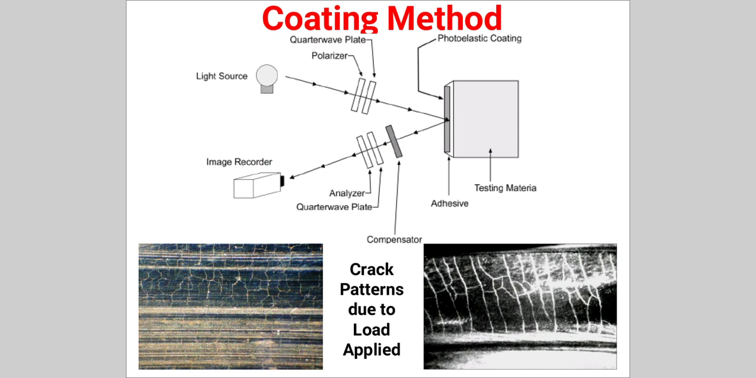So this method is not mostly used because it is not a sensitive method, but it is used for heavy duty applications. For example, if we have to go for the analysis of a pressure vessel, or the analysis of wind turbine blades, in such types of analysis this particular coating method is used. Then in the second figure we can observe that different types of cracks are produced in a number of directions, but the crack level is very less.